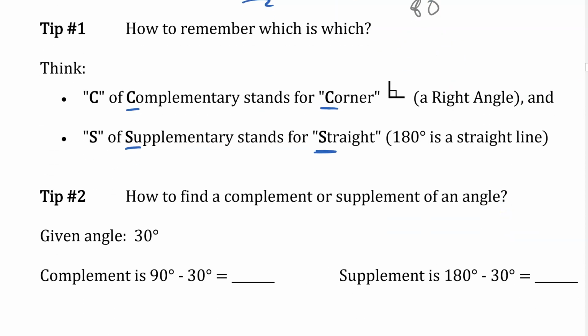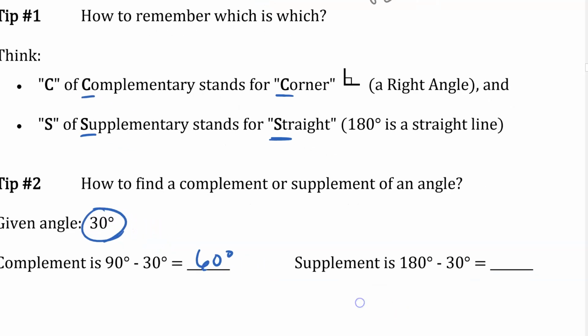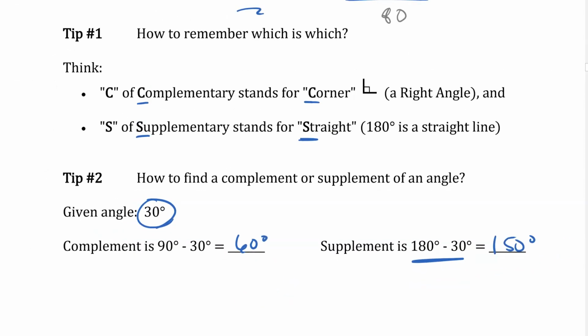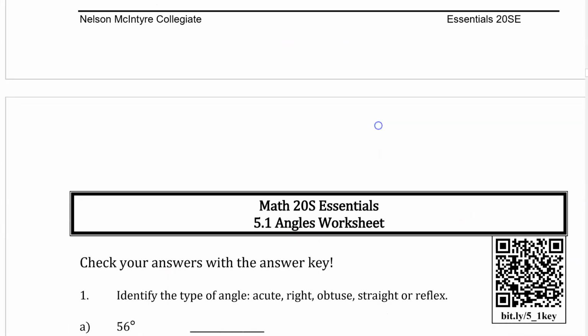How to find a complement or a supplement of an angle. So if you're given 30 degrees and you're supposed to find the complement, you do 90 minus 30. If you're trying to find the supplement, you do 180 minus 30. So you would get 150 degrees. So that's how you find the complement and the supplement. All right, so that's it.